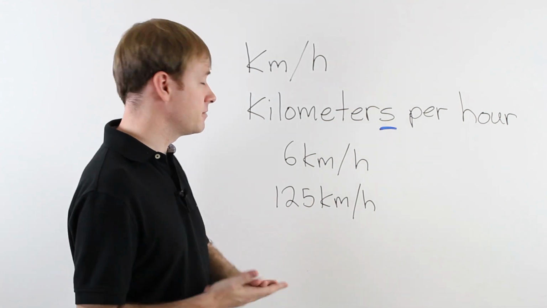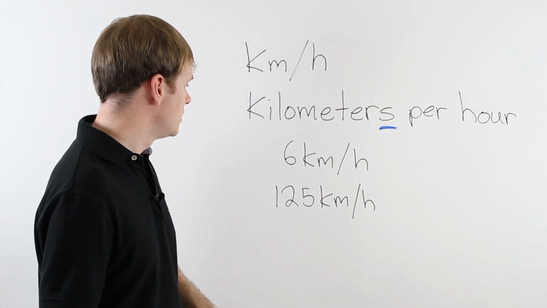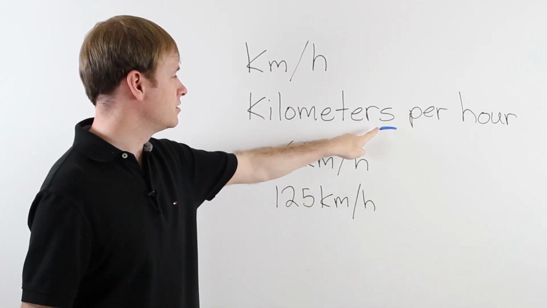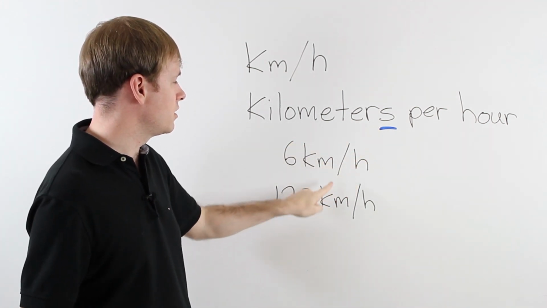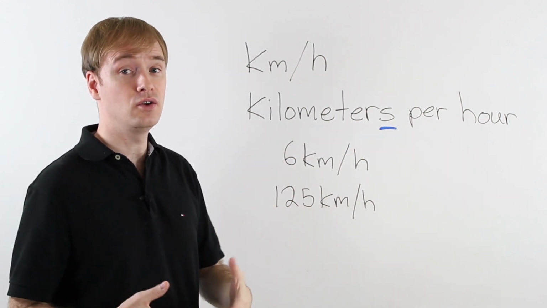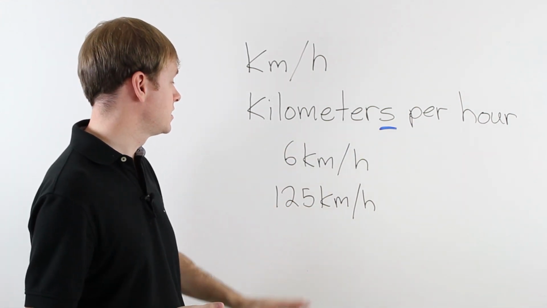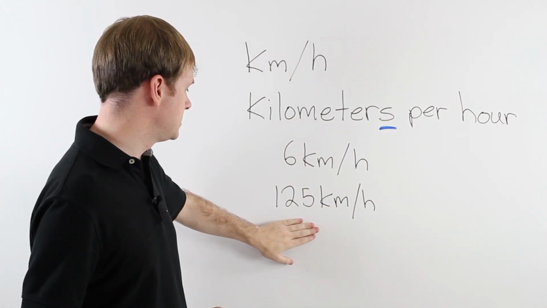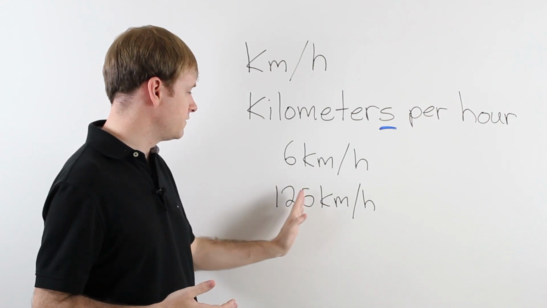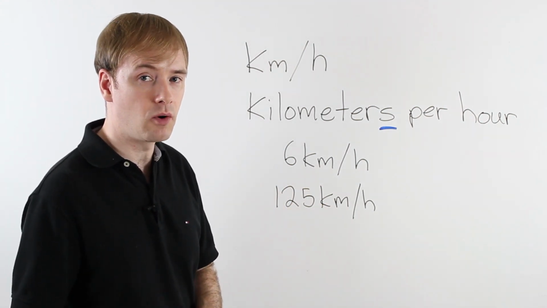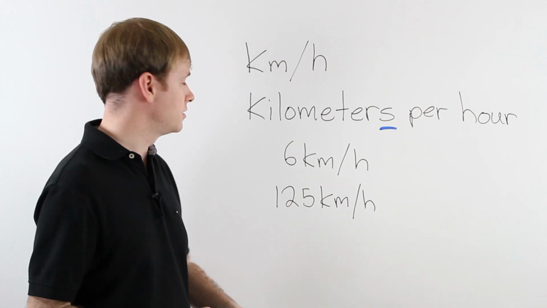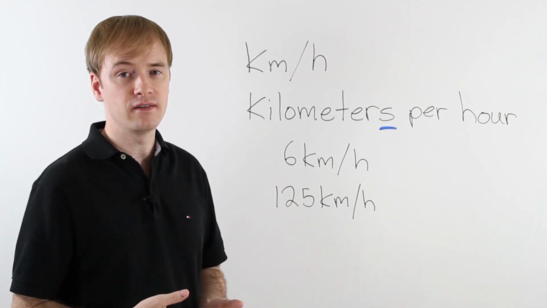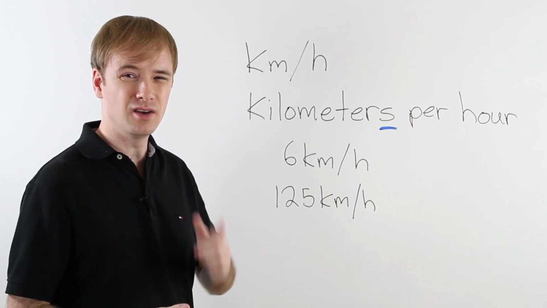So I just have two examples here because it's quite easy. What is this speed? Well, 6 kilometers per hour. Okay, there is no S here, but you always have to say the S. 6 kilometers per hour. And the next speed, 125 kilometers per hour. Okay, let's say it a little faster. 6 kilometers per hour. 125 kilometers per hour.